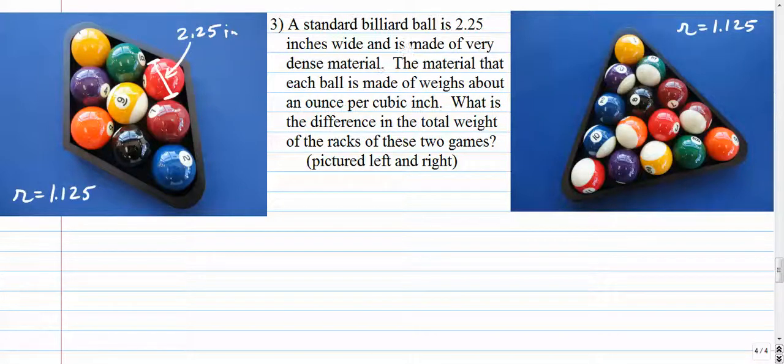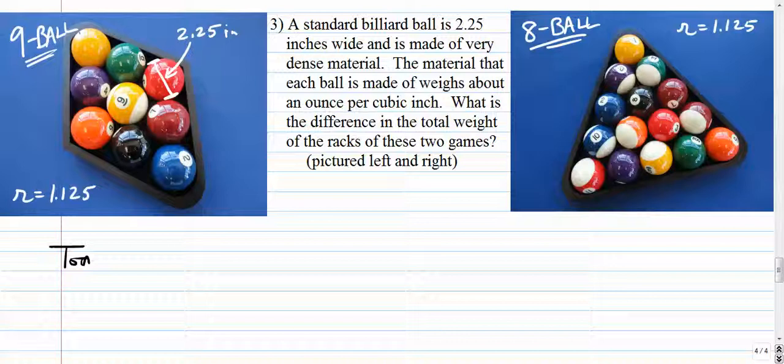Alright, so let's keep going. It's made of very dense material. The material that each ball is made of weighs about an ounce every cubic inch. What's the difference in total weight of the racks of this game, which is called 9-ball, and this game, which is called 8-ball? We're talking about the difference in weight. First of all, let's find the total volume of this rack. 1, 2, 3, 4, 5, 6, 7, 8, 9. There are 9 of those things, so let's multiply 9 times the volume of one of them.